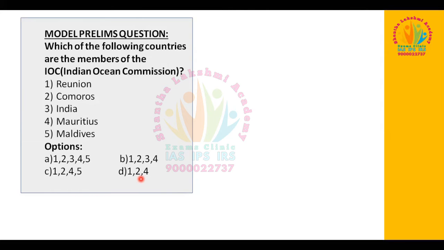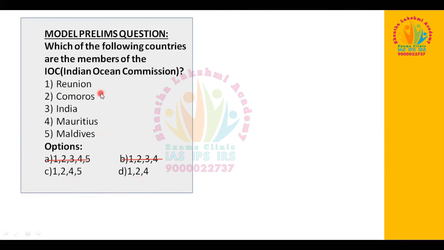So as we know, India is an observer but not a member of IOC. So eliminate the options that have India. Now we eliminate A and B. Now we are left with options C and D. Here we can see clearly that 1 to 4 is common in both options C and D.